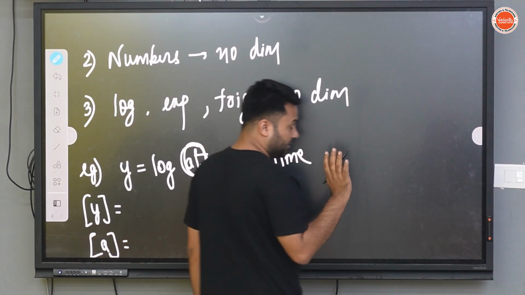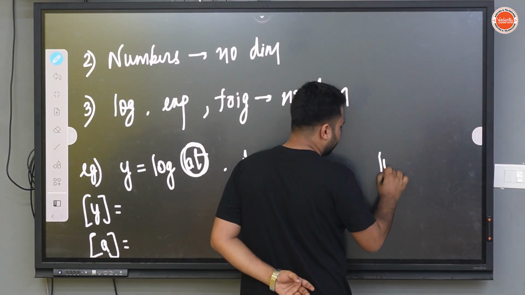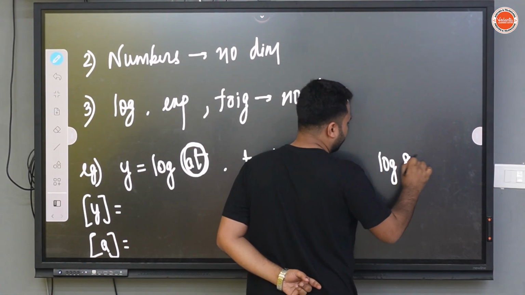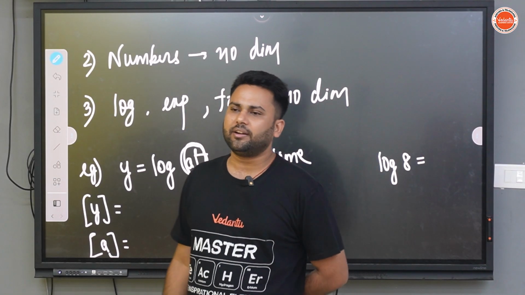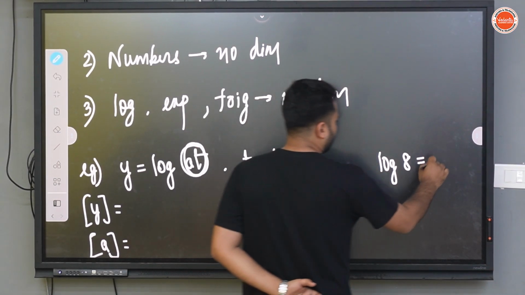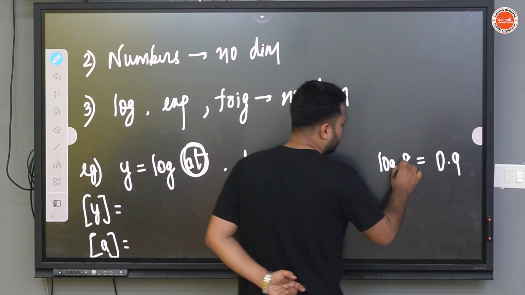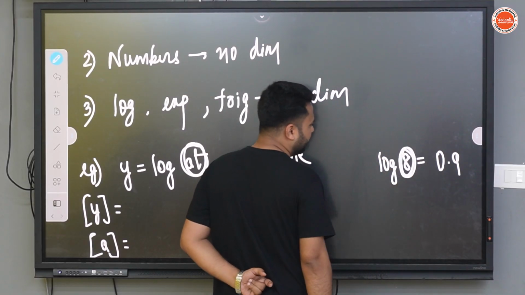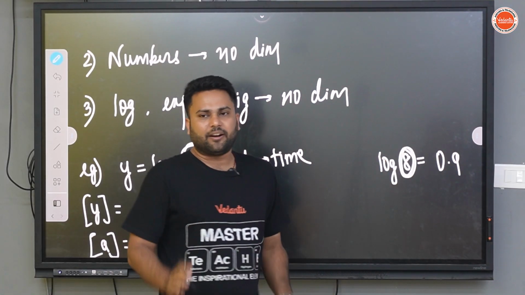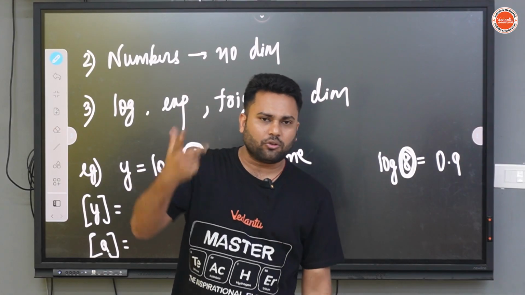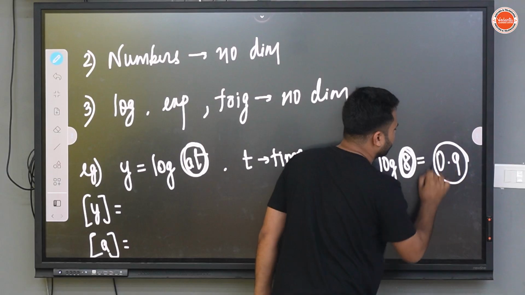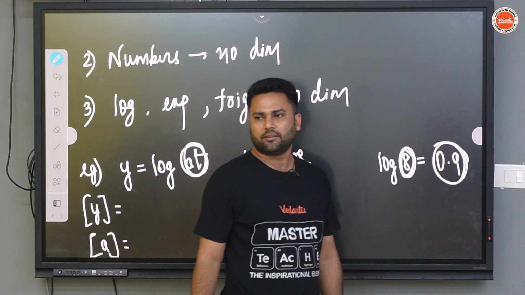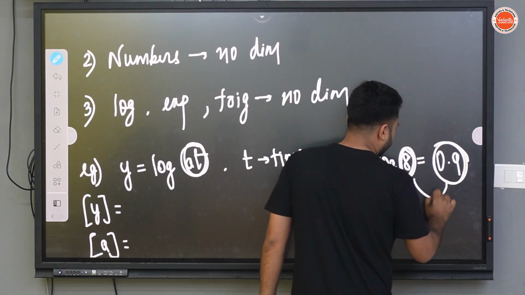Two things you have to understand. Like we say log of 8, for example, is 0.9. Log of 8 actually comes to 0.9. So this 8 is a number, na? A number has no dimension. And whatever whole value we are getting, that is also a number. Log of 8 is 0.9, this is also a number. So this will also have no dimension. These two will have no dimension.